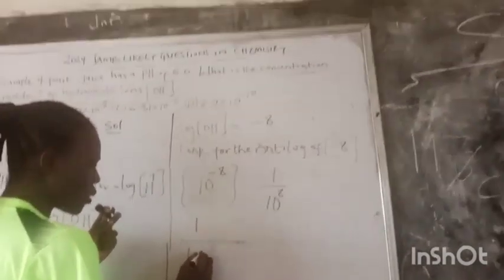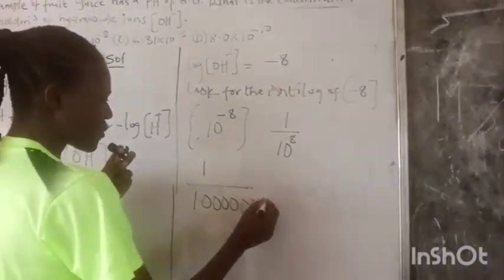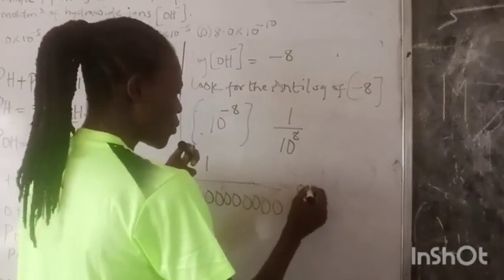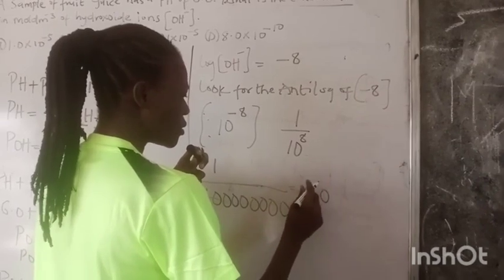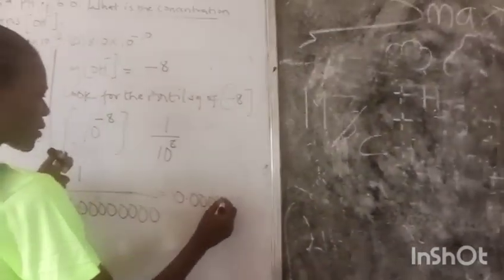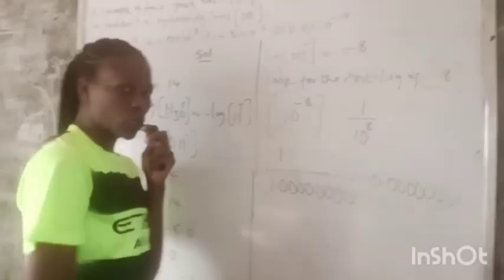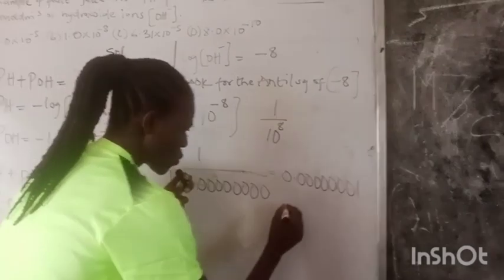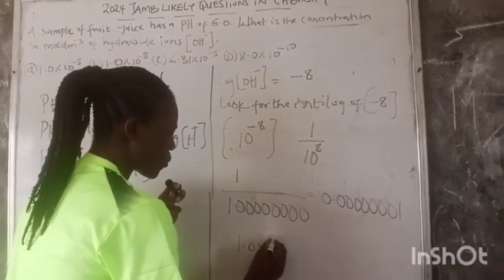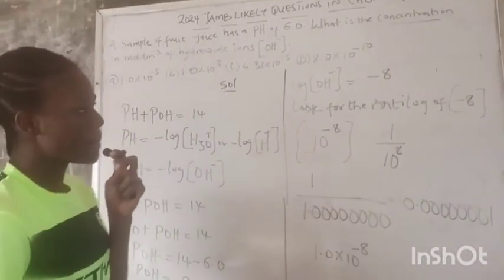1 2 3 4 5 6 7 8, and when you divide this, you're going to have 0.1 with 1 2 3 4 5 6 7 8 places, then 1. And when you convert this to standard form, you have 1.0 times 10 raised to power minus 8. Okay, that is what it simply means.